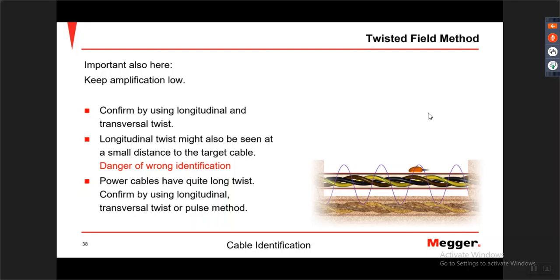If you do get an induced signal onto cables, if you reduce your gain slightly, the induced signal will die away and just the main cable with the generator on will show a positive signal.